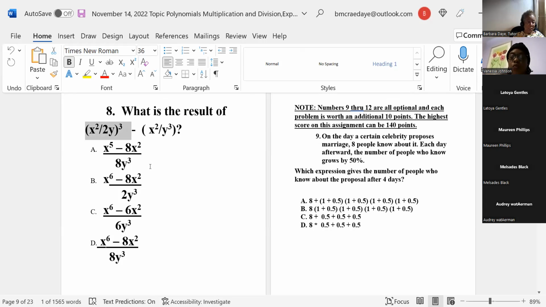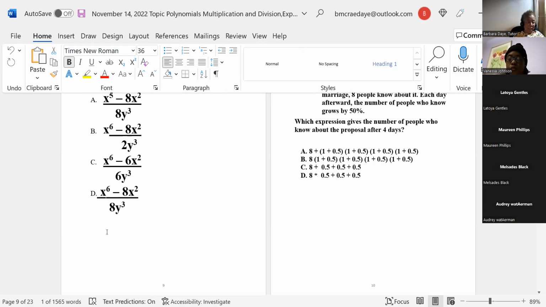This is raised to the 3rd power. Remember, that's everything within the parentheses raised to the 3rd power. So what is that equal to? Latoya, what is that equal to? 3 times 2, what's x to the second over 2y to the 3rd equal to? 3 times 2 is 6. Latoya, what is this equal to?